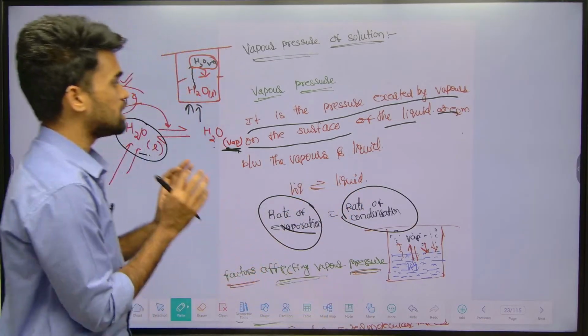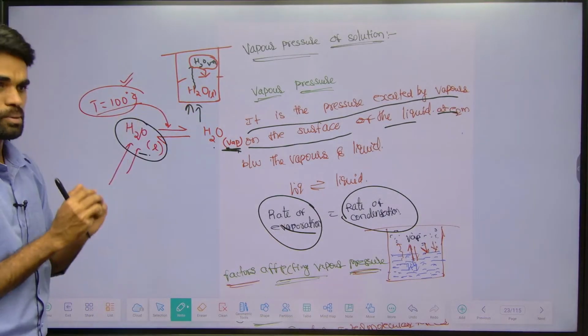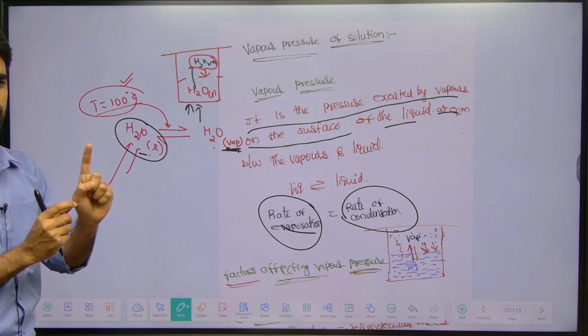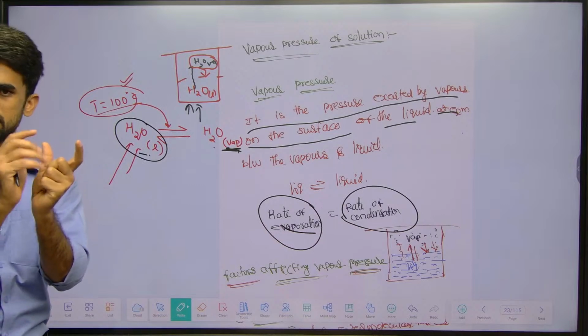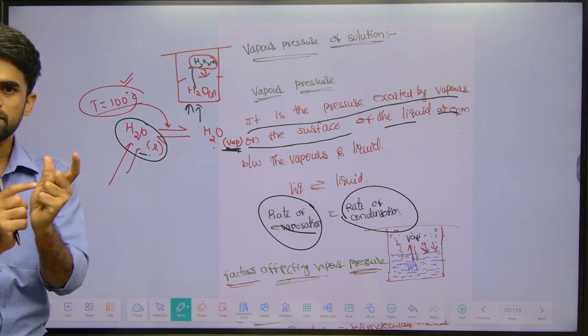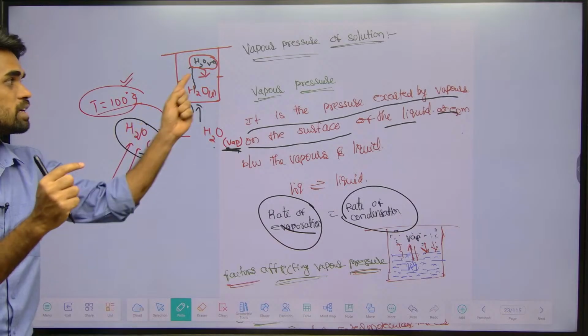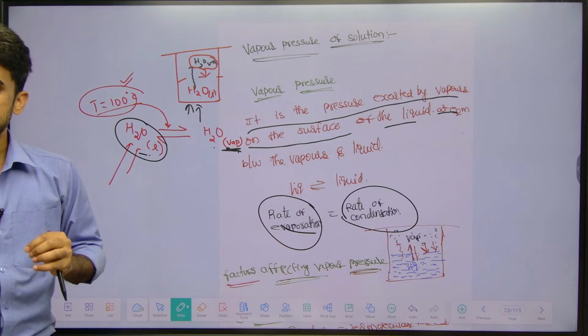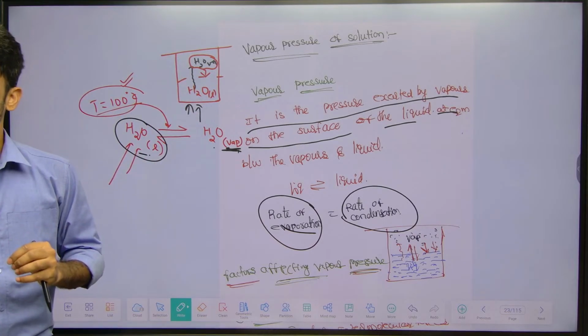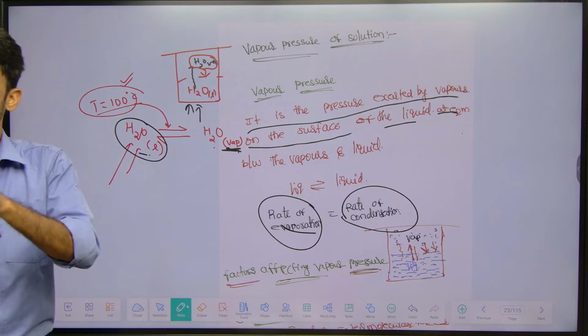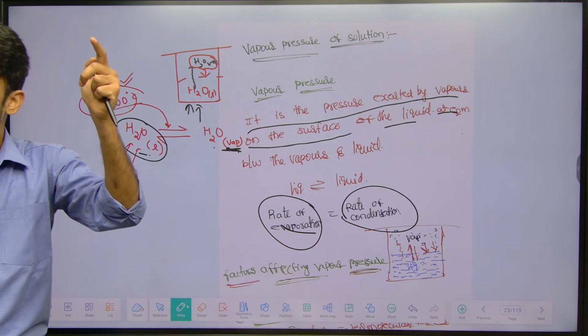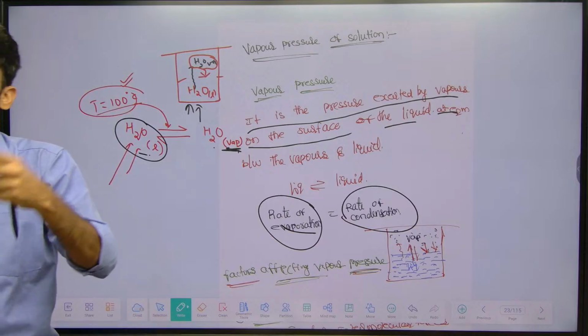Now what are the factors affecting this vapor pressure? What is the next point we need to study? The basic definition of vapor pressure is clear. Next, what are the factors that affect this vapor pressure? Because some compounds, some molecules or some solutions exhibit more vapor pressure, some less. That is what we call volatile and non-volatile.